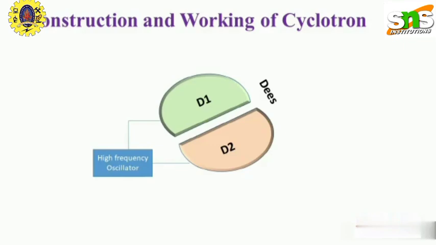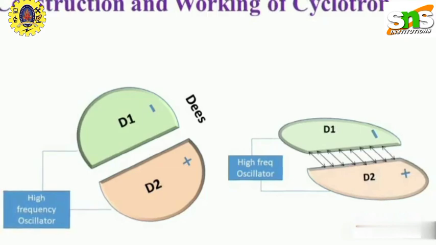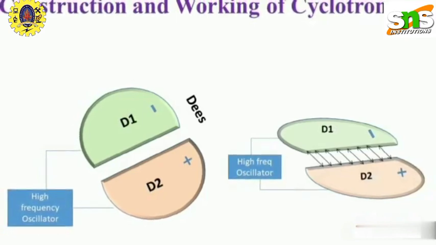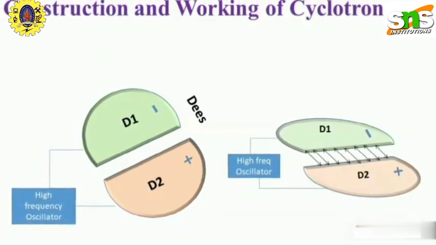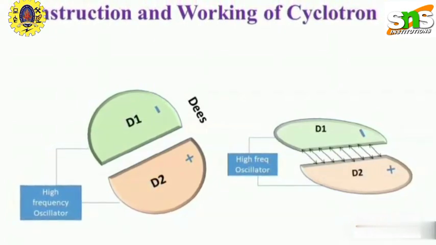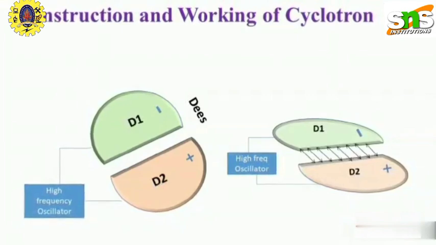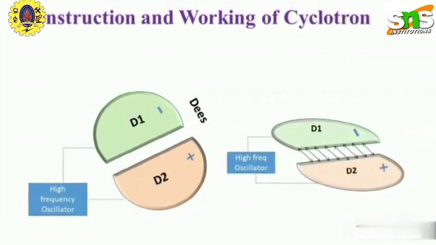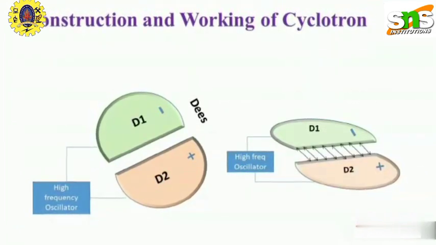Let's see the construction of the cyclotron. The cyclotron consists of two hollow metallic cylinders called Ds, that is D1 and D2. These Ds are connected to two terminals of a high frequency oscillator. The high frequency oscillator helps in changing the polarity of the Ds. That is, when D1 is negative, then D2 is positive. This creates the electric field between the Ds, D1 and D2, in the horizontal direction.